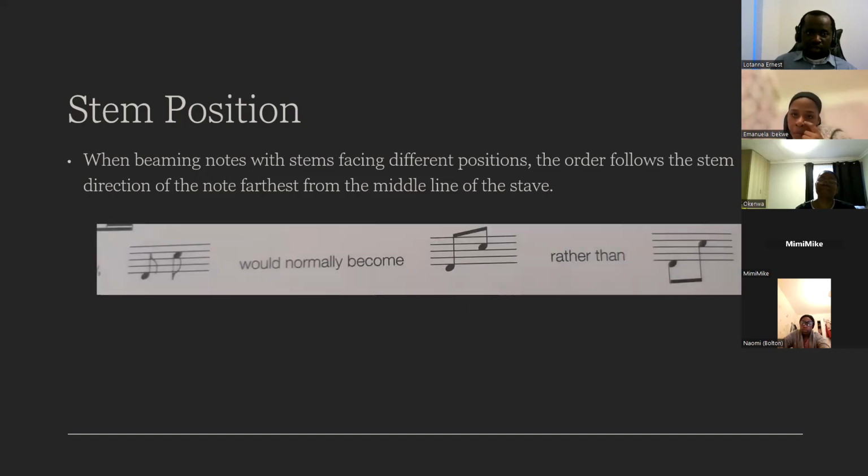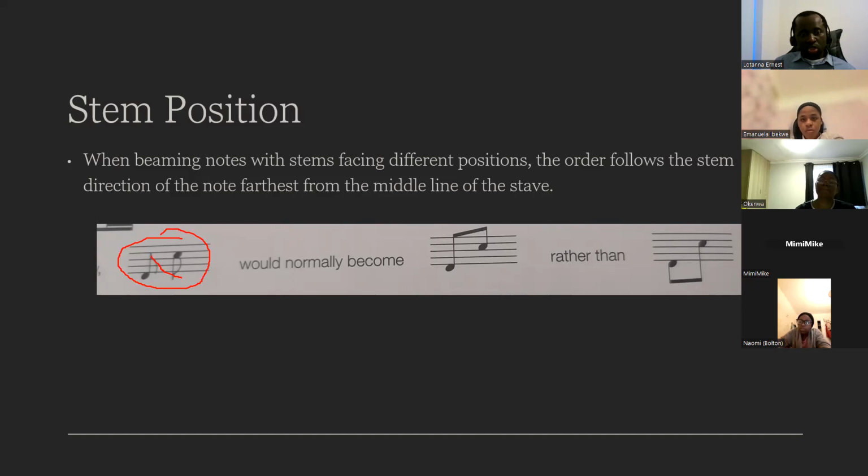If you look at this, for example, look at these 2 notes. This is here, this is here. And you need to beam these 2 together. If you beam, it means the stems will have to face one direction. You can't beam like this. Am I right? You can't beam like this. It's either all the stems go up and then you beam together, or all the stems go down and then you beam together.